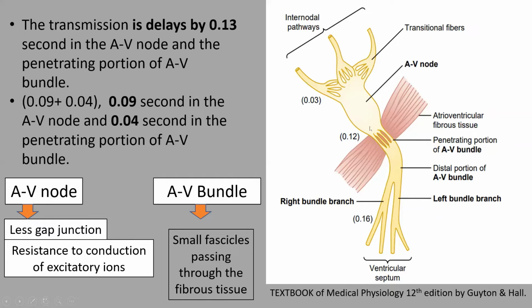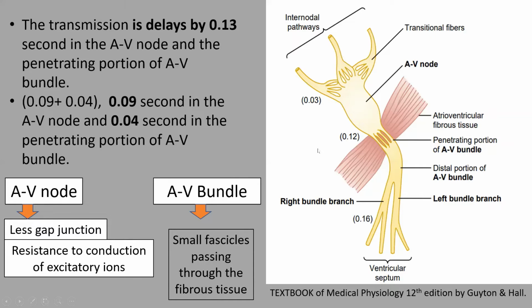So why does the AV node delay the transmission? It is important to delay the transmission because the atria have to contract before the ventricle. So that delay is necessary, by more than 0.1 second.